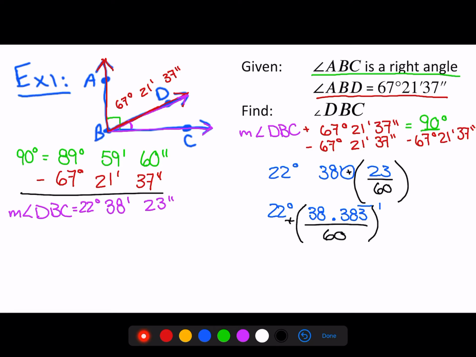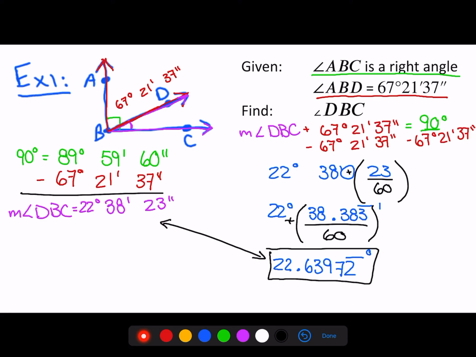38.3833 repeating divided by 60 will give us 0.63972 repeating. So again, that's 22.63972 repeating degrees. I just took this number, divided it, and then added that decimal onto the end. So these two numbers are equivalent. These two are the same. So 22 degrees, 38 minutes, and 23 seconds is the same as 22.63972 repeating.